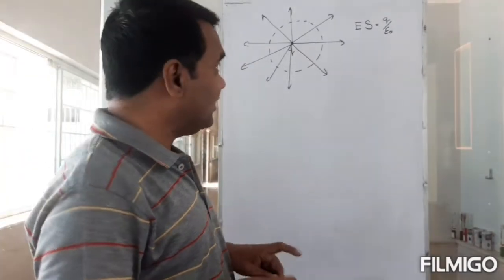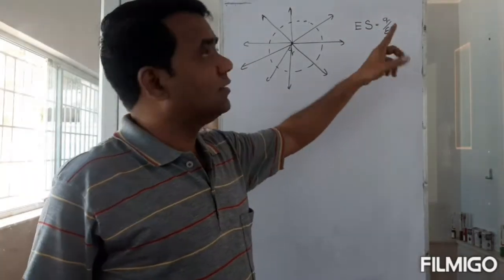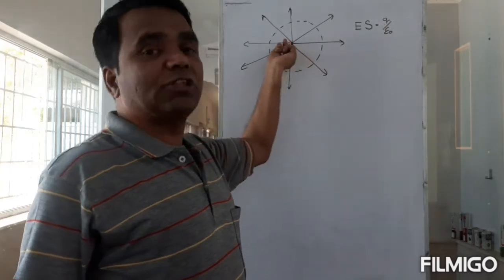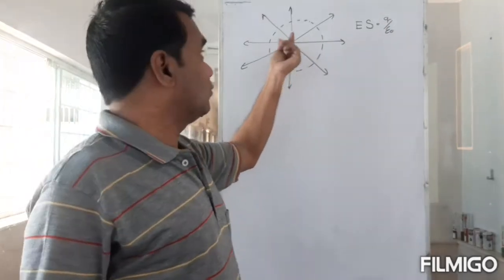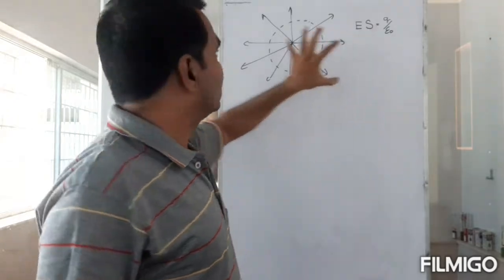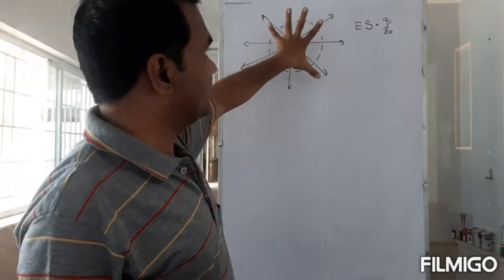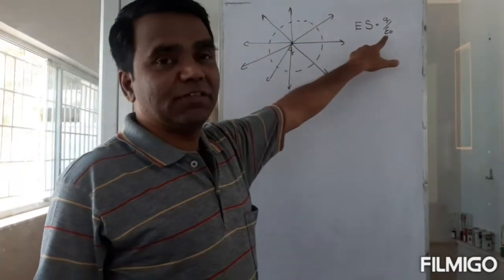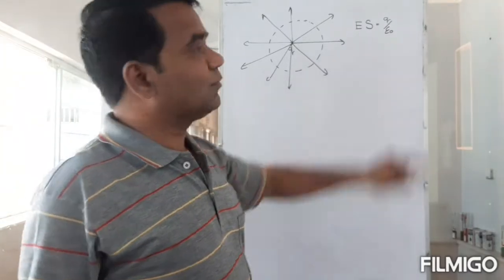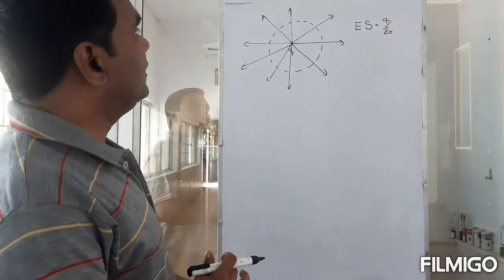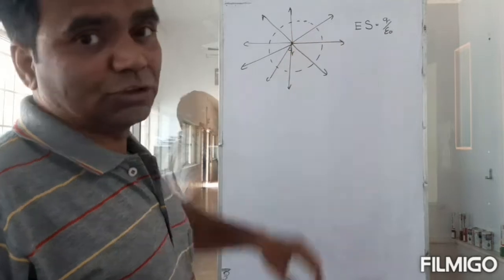Absolutely. Why? Because epsilon naught is a constant anyway, and Q is the amount of charge you have here. If you have 1 coulomb, then 1 by epsilon naught. Whether it's a smaller sphere or a bigger sphere, you will have the same thing, Q by epsilon naught. Right? Okay. Now, how do I get this first of all?